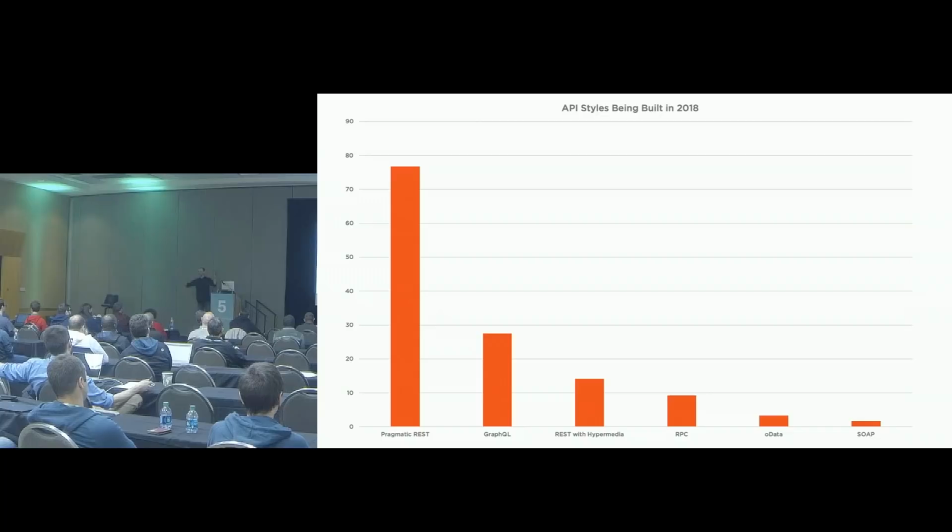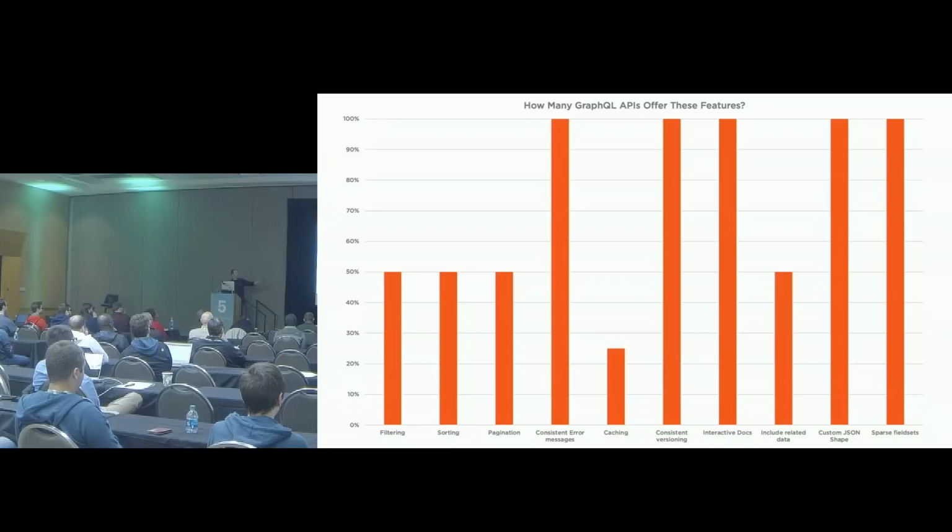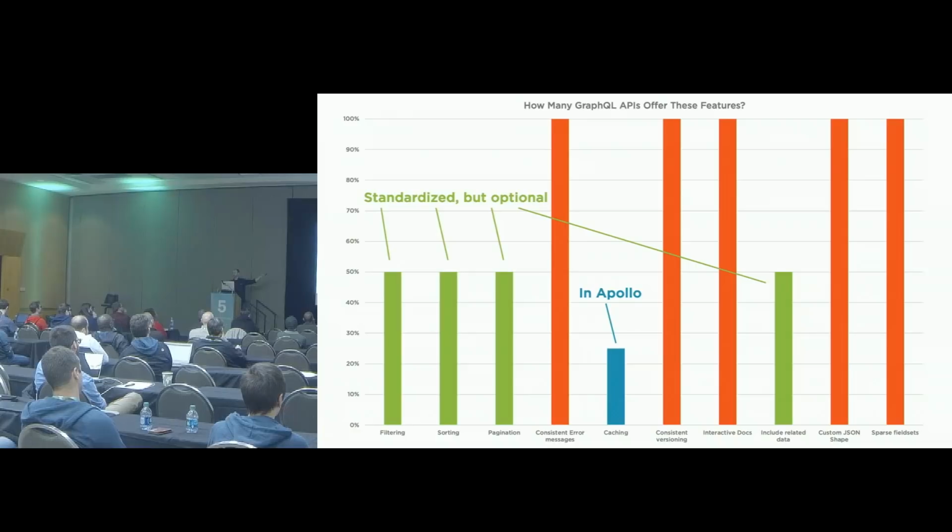And if you go look at when people build RESTful APIs, all these different features like filtering, sorting, pagination, caching, this was from my survey. Less than half of people do all these things because, again, it's not in the spec. Somebody's got to really tell me to do it for me to do it. Whereas with GraphQL, a bunch of these things just happen for free. Consistent error messaging, interactive docs, being able to customize the JSON shape, being able to get sparse field sets where I get just part of that data. And then all of these over here in the green, they're standardized, but they're optional.